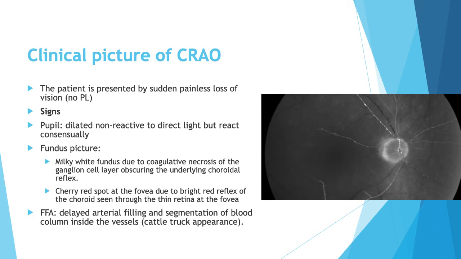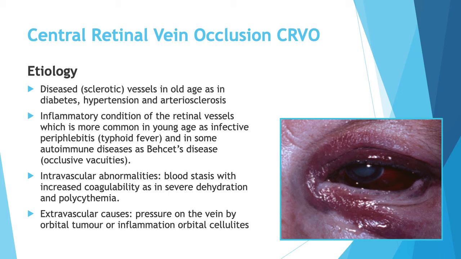US are black and white, so when they are following up the cattle in trucks, they see black and white from far away, so this looks like a cattle track, black and white dots due to segmentation of blood inside the vessels. The next part is the central retinal vein occlusion, occlusion of the central retinal vein.